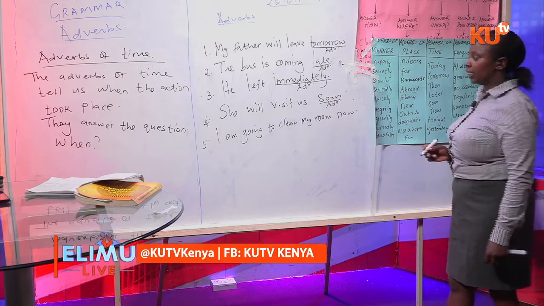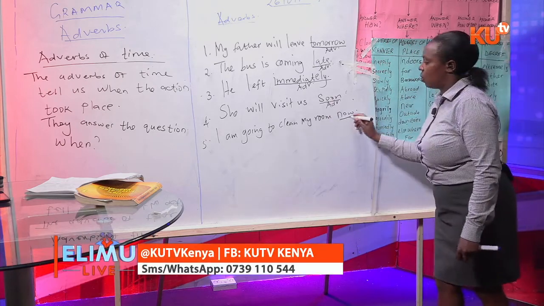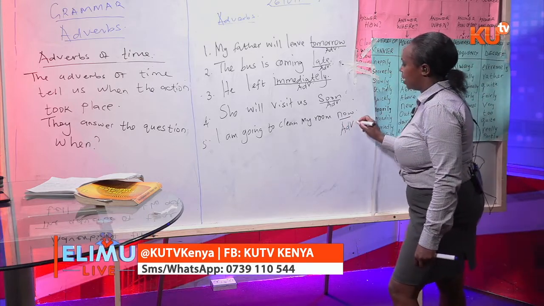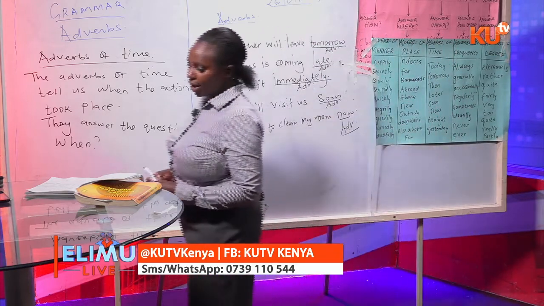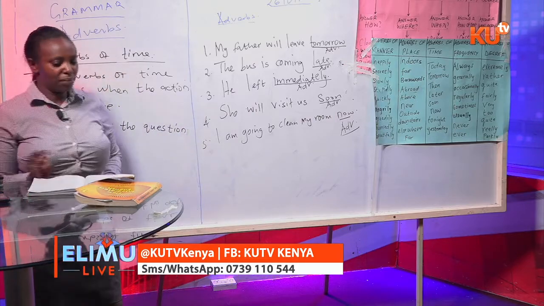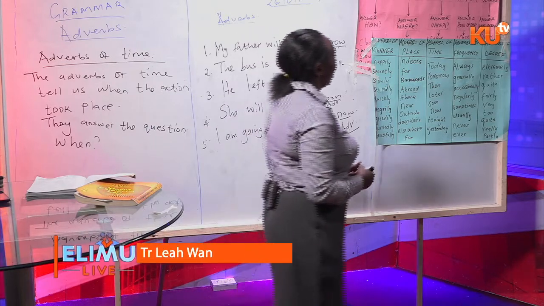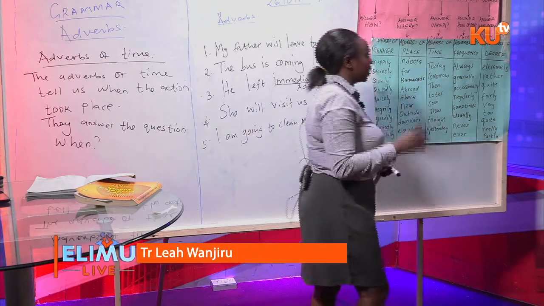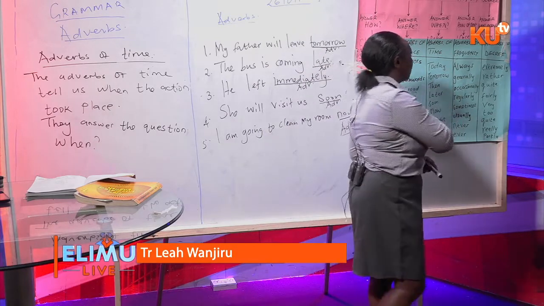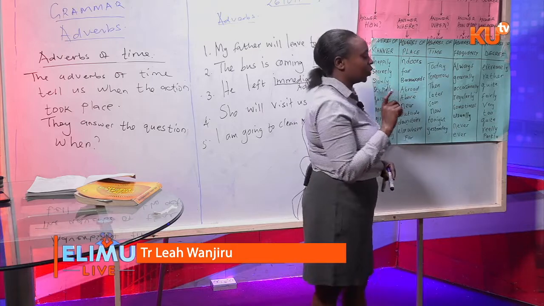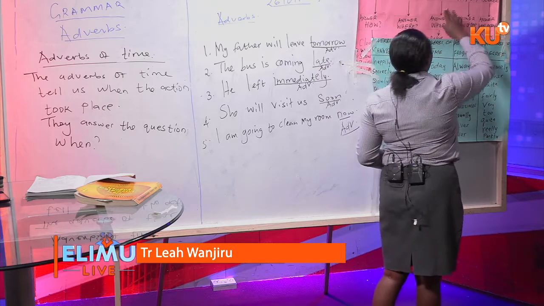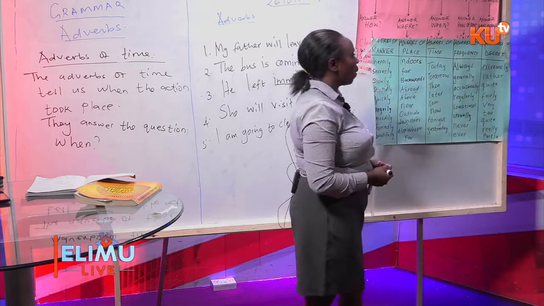I am going to clean my room now. When am I going to clean my room? Now. Therefore, now is our adverb of time. And from my chart, I have highlighted some few examples. There are so many, but I've just come up with a few of them, of which you can try and construct some sentences. The adverbs of time answer the question when.